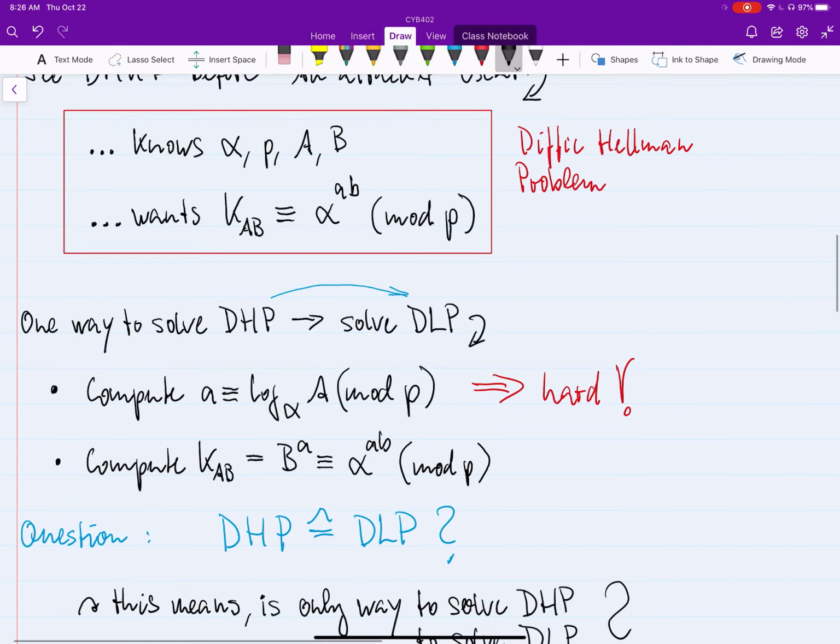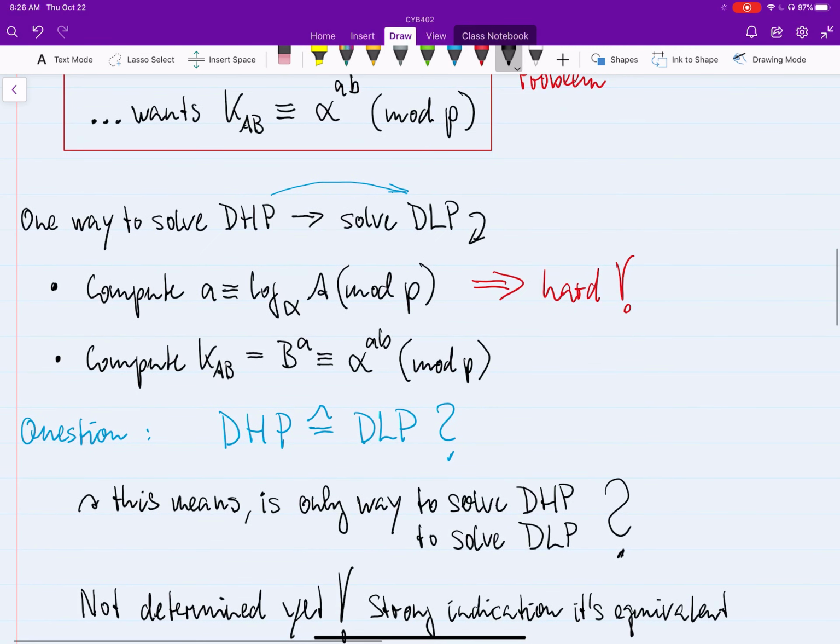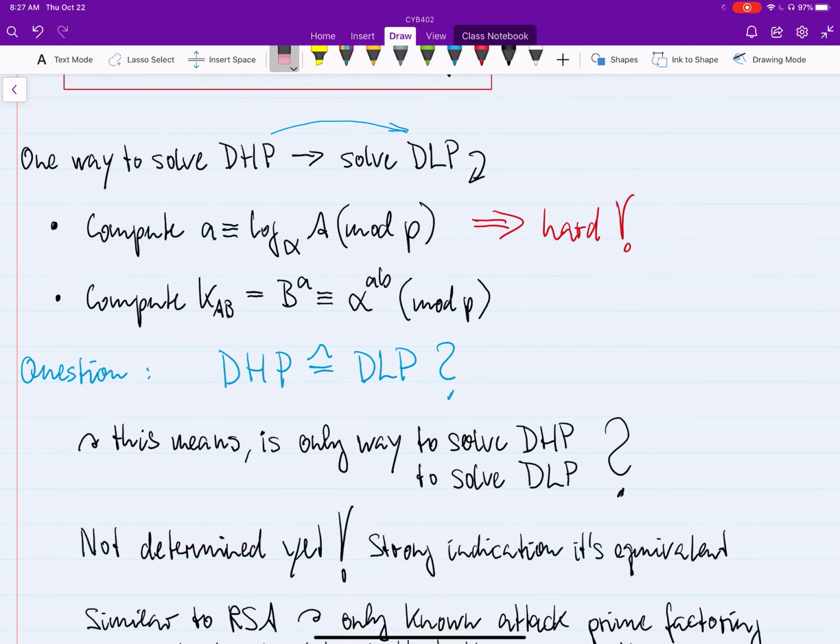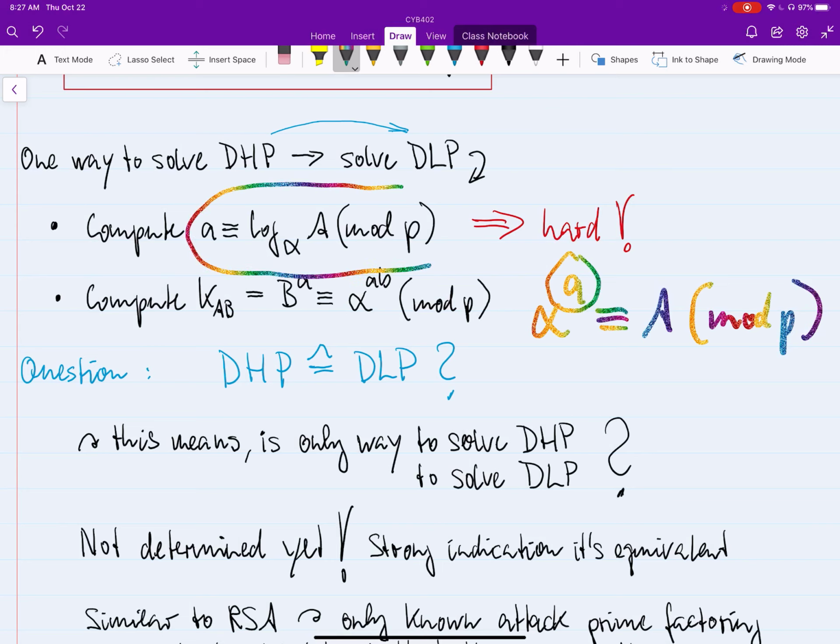One way to solve the Diffie-Hellman problem is to solve the discrete logarithm problem. In other words, knowing that alpha to the a is congruent to capital A mod p, Oscar would solve for the a and would arrive at this discrete logarithm congruence.